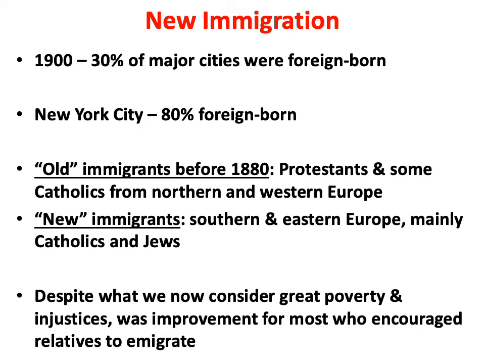The new immigrants after 1880 tended to come from Southern Europe and Eastern Europe. They were mainly Catholics and Jews. Most of the Jews came from Eastern Europe and what's now Russia, and they were coming because of the persecution of Jews there. Jews were often rounded up and killed for their religion. The Catholics were coming largely from Italy. Not too many people came from Spain. Largely Italy and that region.